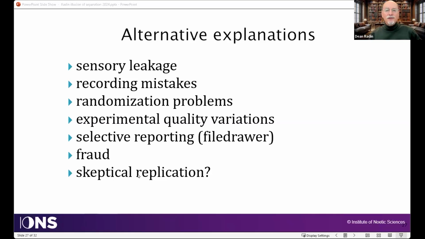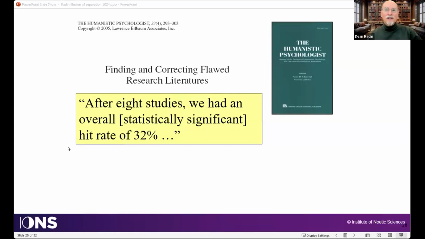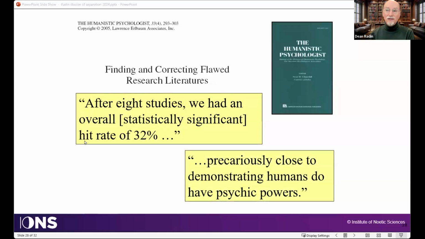The one that was difficult to answer until recently was skeptical replication. Do skeptics doing the same study get the same result? Well, it turns out that they do. So here's two professors of psychology who did the same experiment, and they reported after 8 studies, we had overall statistically significant hit rate of 32%, where you'd expect 25%, which they then said is precariously close to demonstrating humans do have psychic powers. And they said that because they said in the article they didn't believe in any kind of ESP at all, including telepathy. So they were, to their credit, they reported the results that they got, but then they said, I don't know, maybe it doesn't really exist after all.